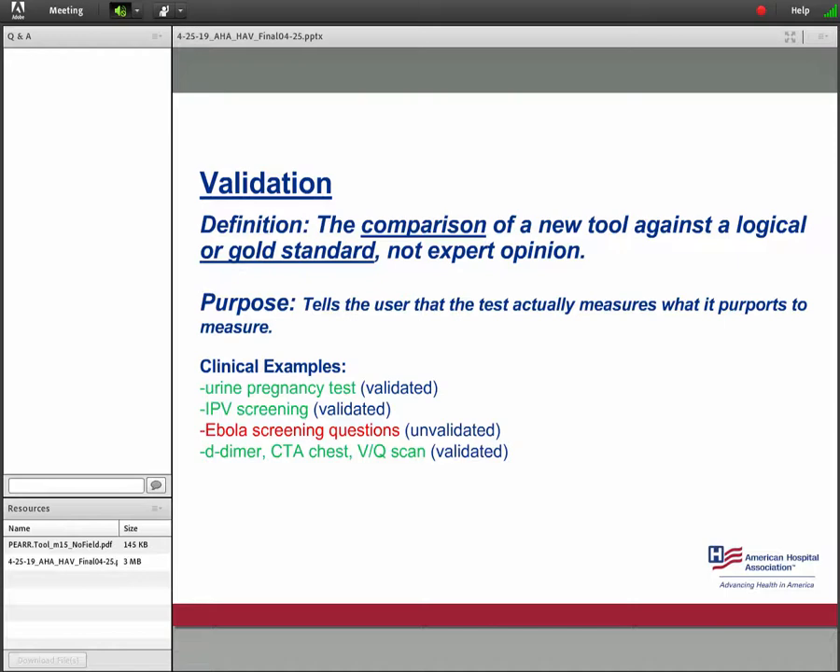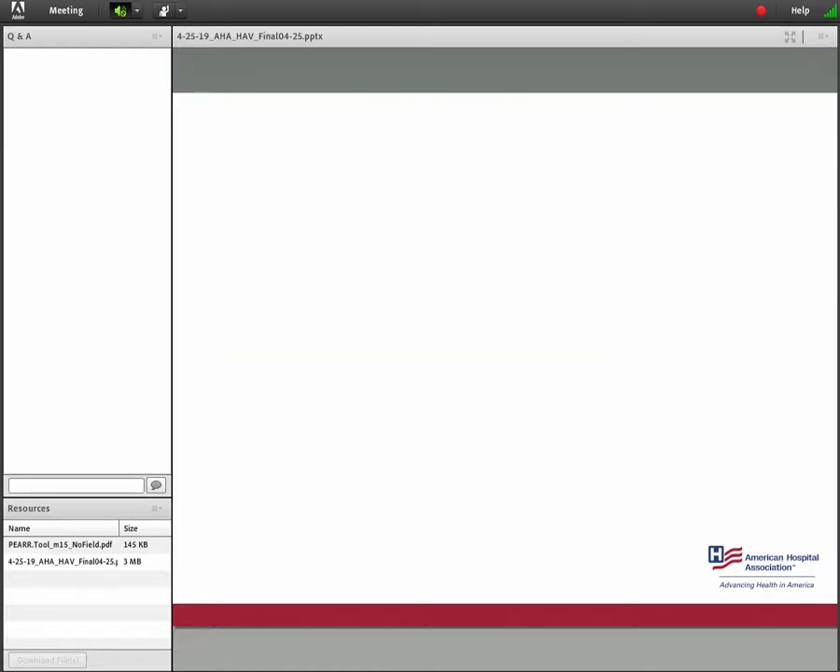But it's not expert opinion. It's not someone saying, oh, I developed this new thing and I think it's really great. You should buy it. You should use it. Because they definitely have some skin in that game, as they say.